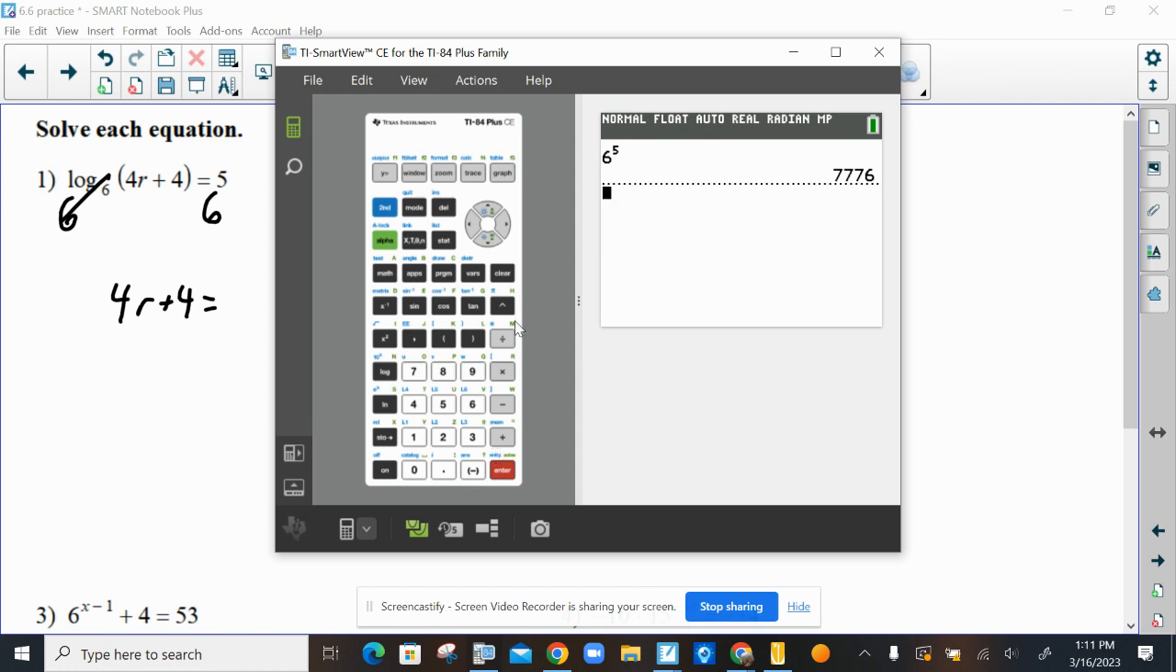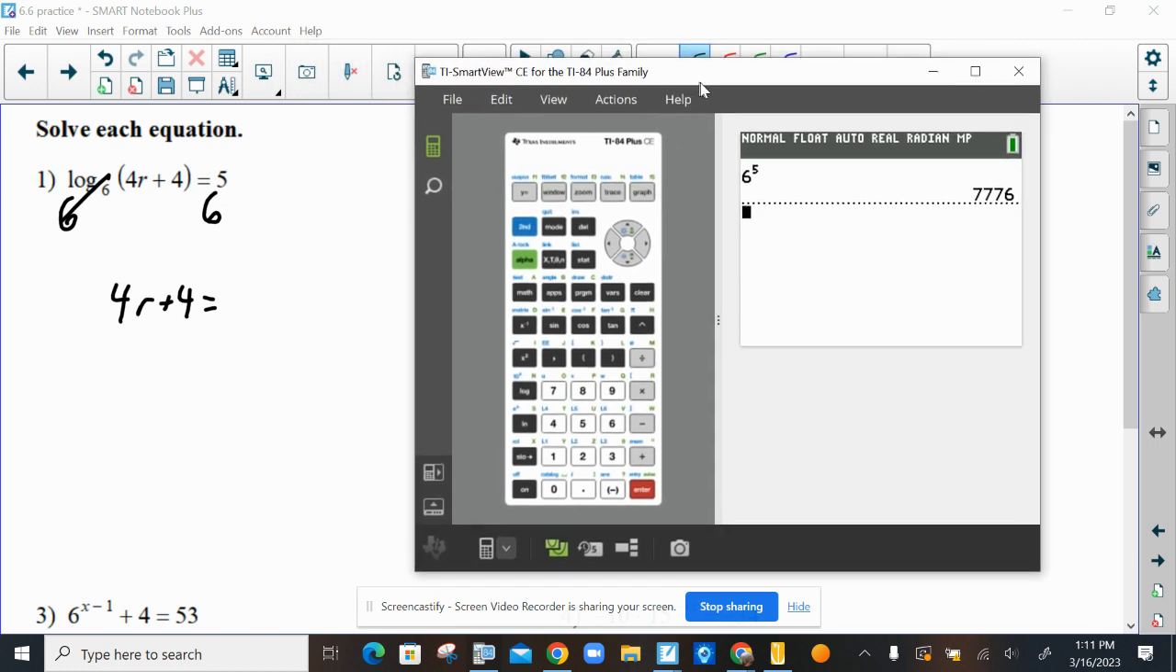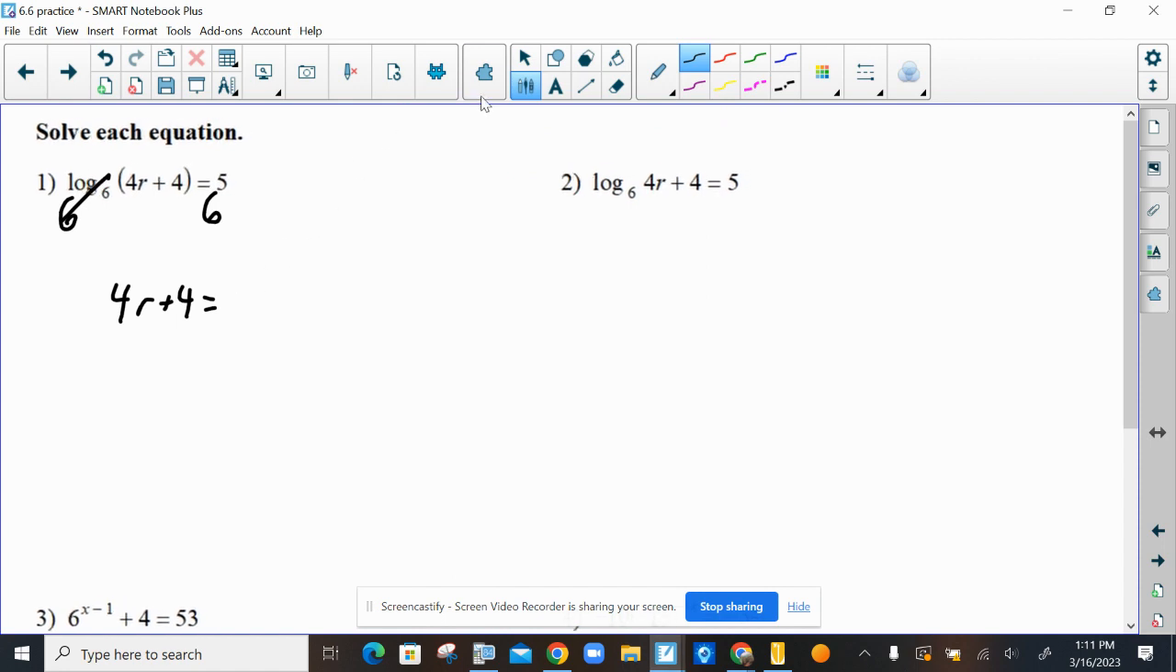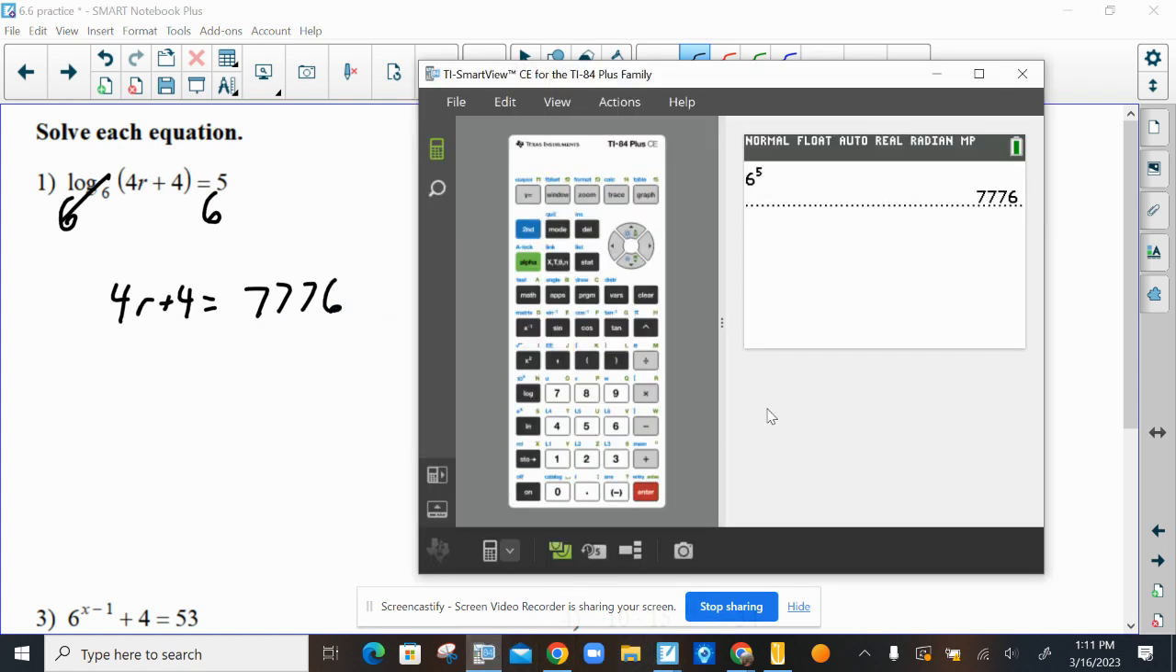Okay, it's going to tell me 7,776. Okay. So once I have that, all I need to do, and I'll do this all in the calculator, then I'll write it down. We're going to subtract the 4. So this 4 right here we undo it by subtracting. There it is. And then our last move, so once that 4 is gone, we have to divide by 4 to solve for r. So I'm going to divide by 4, and I get an answer of 1943.